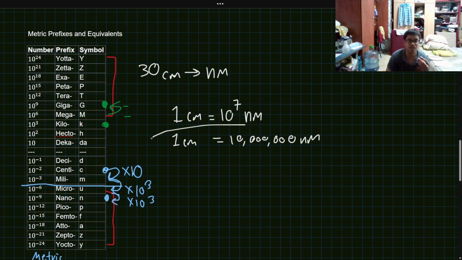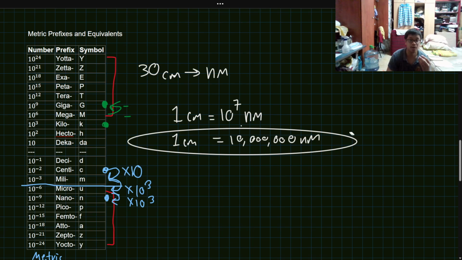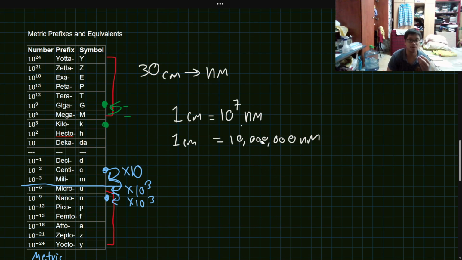So for now, let's just use this. But again, it's up to you, whether you use 10 raised to 7 or the whole number itself. So we will do dimensional analysis. With that, you have two fractions.